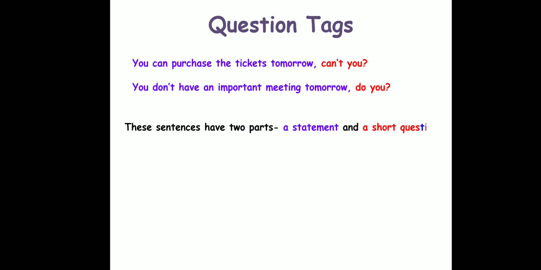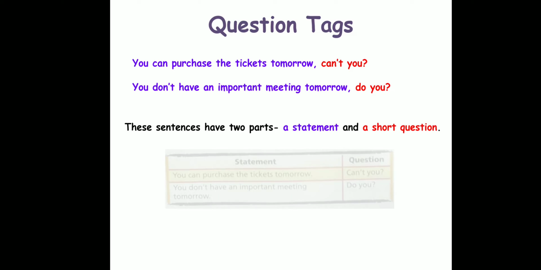These sentences have two parts, a statement and a short question. See, the purple part is the statement and the red part is a short question. So if I see the first one, you can purchase the tickets tomorrow. If I end my sentence here, it is a declarative statement, right? Now when I add the last part, can't you, to it, that is a question tag. Okay, we'll see how it goes.